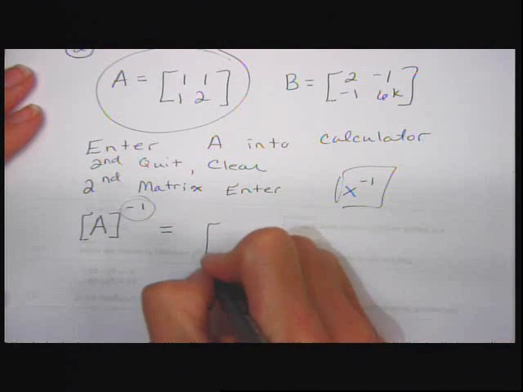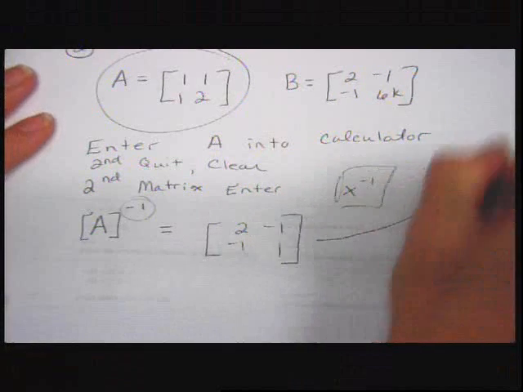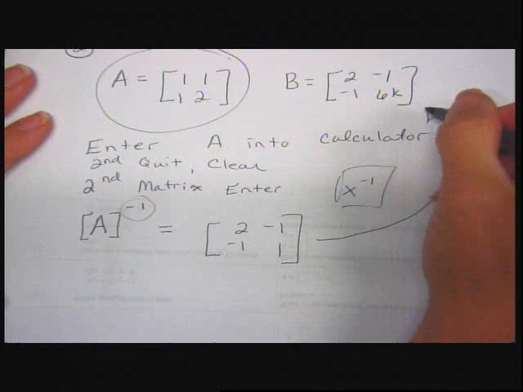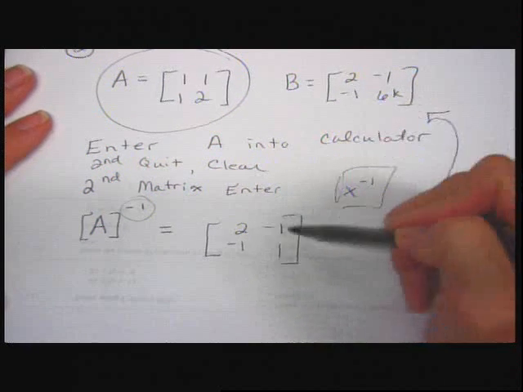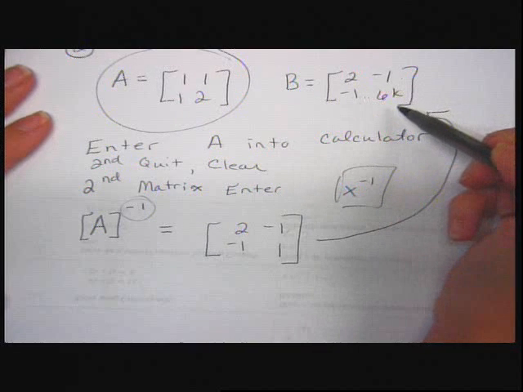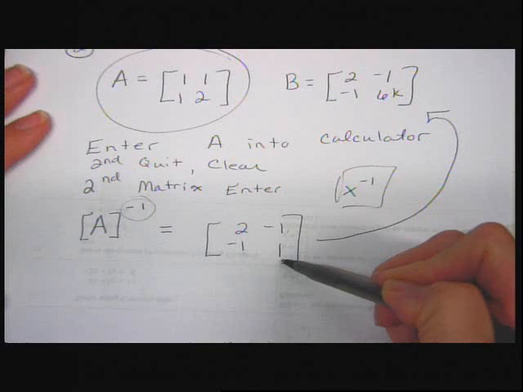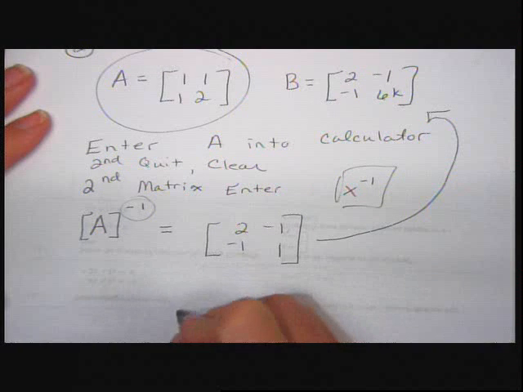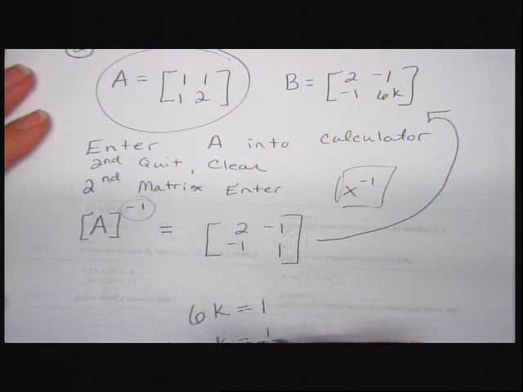2, negative 1, negative 1, 1. We got 2, negative 1, negative 1, and 1. Okay, so this is the inverse matrix. And they're saying that B is the inverse matrix, so they want the value of K. So notice how the 2 matches with the 2, the negative 1 matches with the negative 1, the negative 1 matches with the negative 1. So how do you think you're going to find K? Well, you're just going to say 6K equals 1, and then solve for K. Does that make sense? So K equals 1/6.